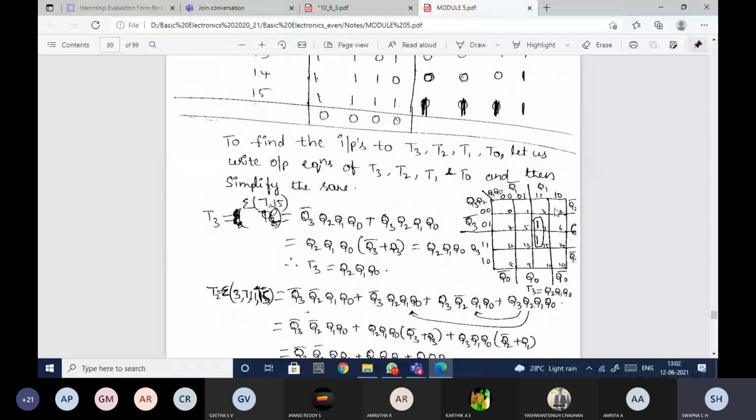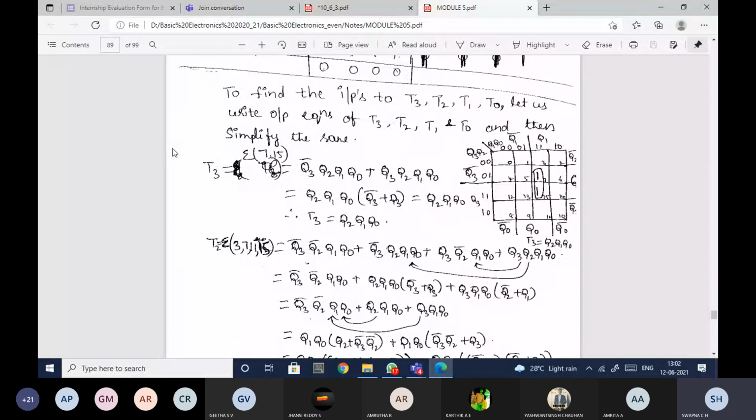This is a K-map simplification. Whenever you have more number of terms, you'll not be able to simplify. It becomes tedious. It is not that you'll not be able to, but it will become tedious to simplify using Boolean algebra. So in that case, we'll go with the K-map method.